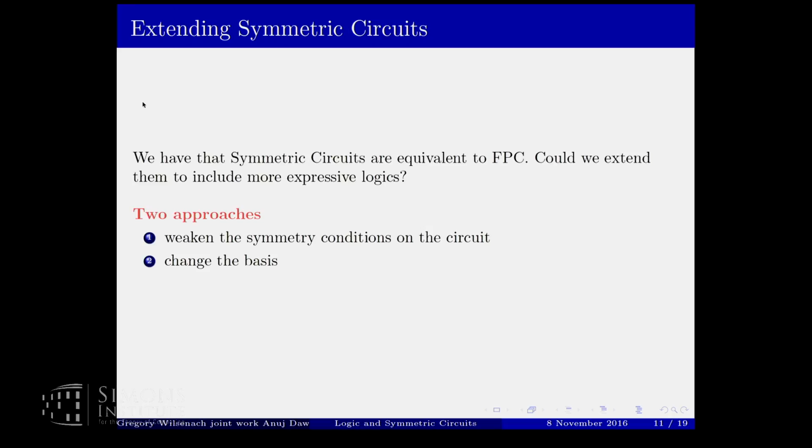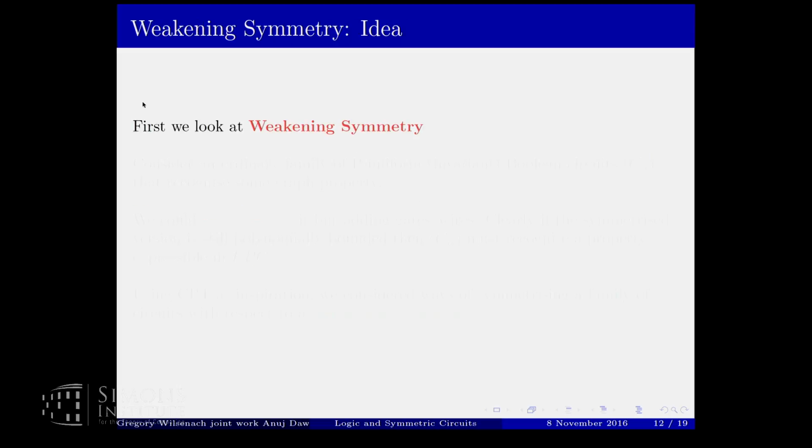The first way is you might just take the symmetry condition and weaken it. An obvious way of doing that might be, the requirement is that for every permutation on the input you have an extended automorphism. Perhaps you limit that to only a few permutations on the input. Another approach is you simply change the basis: take the functions you allow a gate to compute and throw in something more powerful. So the first approach we looked at was weakening symmetry.